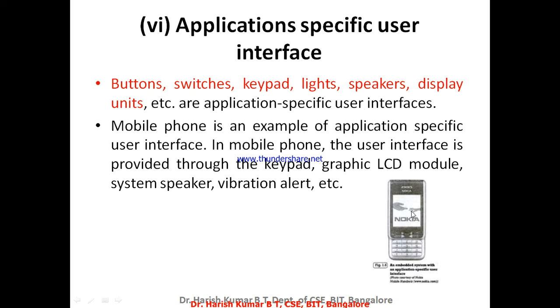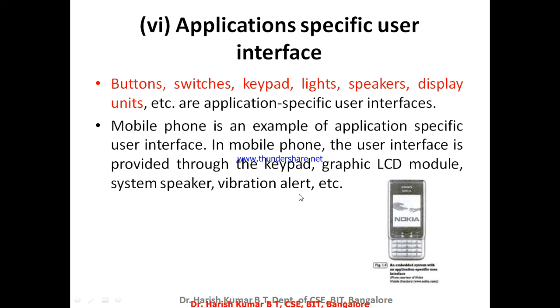If the system wants to convey something to the user, it conveys it through the display panel. It can also convey it through a buzzer by making a beep. The mobile phone is the best example of an application specific user interface. In a mobile phone, the user interface is provided through the keypad. You can interact with the system through the keypad, a graphical LCD, or the touch screen. You can also interact through the speaker.